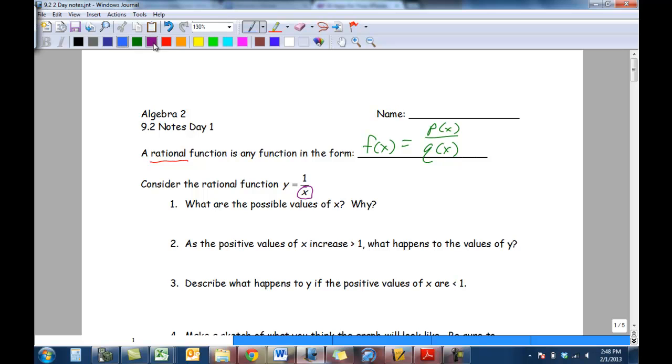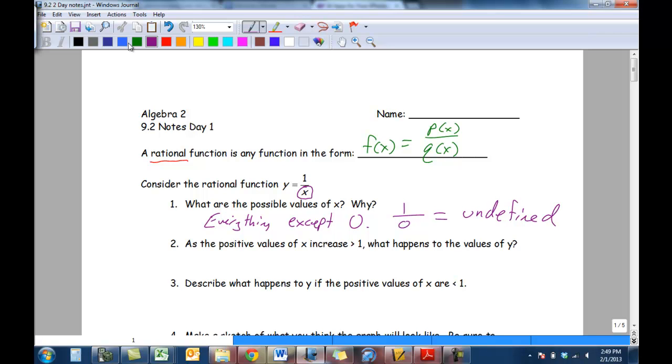The one thing we can't put in for x, we can put in everything except 0. Remember, you can't have 0 in the denominator. And anything divided by 0 is undefined. So if you have 1 divided by 0, when 0 is under, it's undefined.